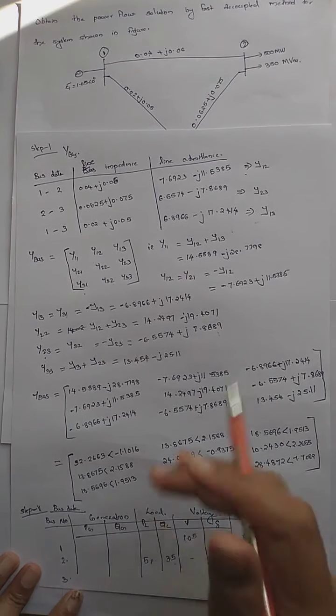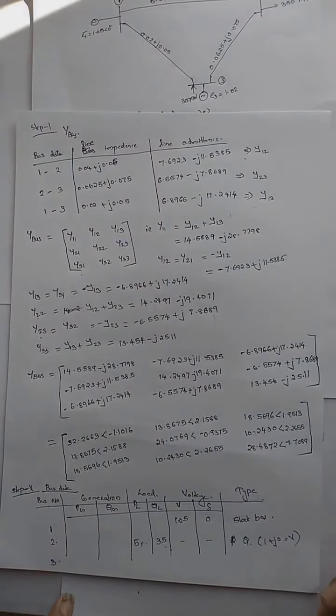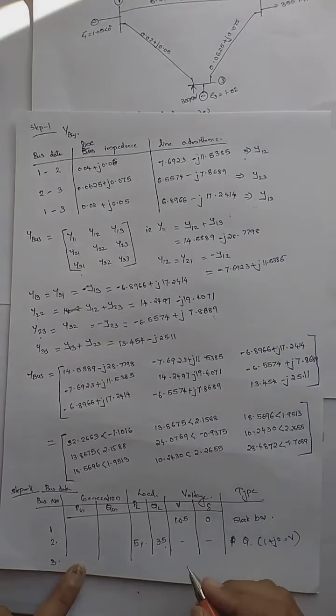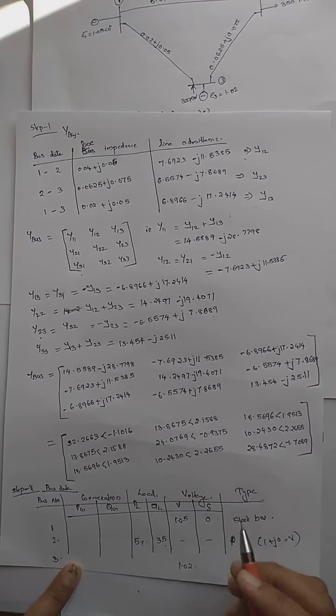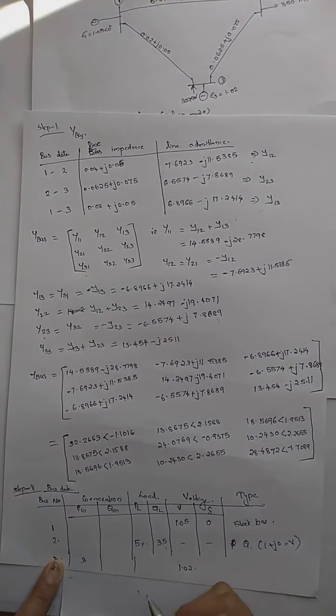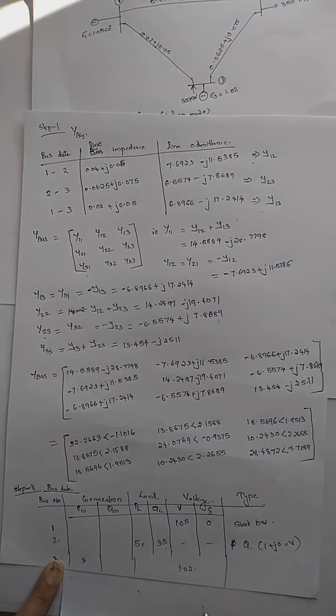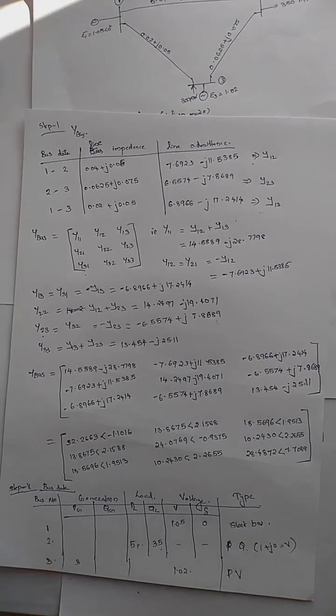And in the third bus, what have they given for our third bus? The third bus they have given 300 megawatt and E3 value it is 1.02. So it will be 3 per unit, isn't it? So the bus, there is P value and V value, so the bus is PV bus. Okay, so these things we have got from our second step. So we have completed our step 1 and step 2.